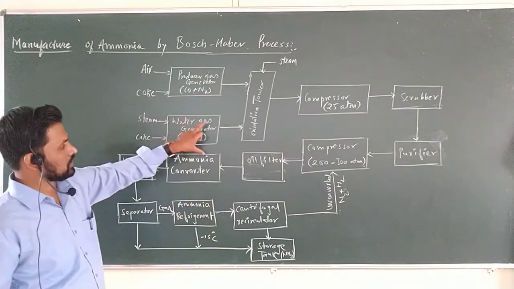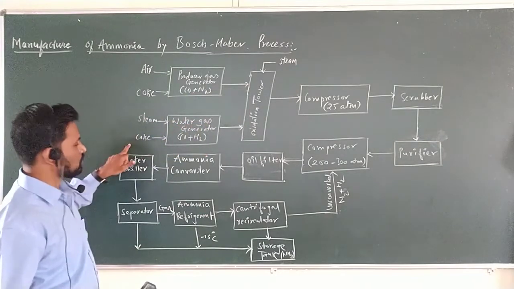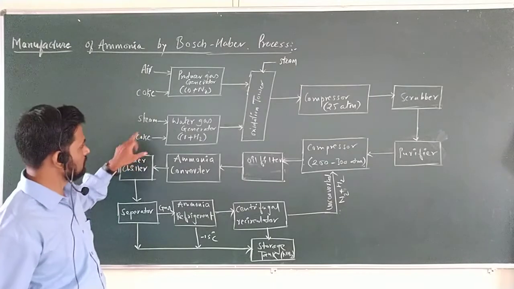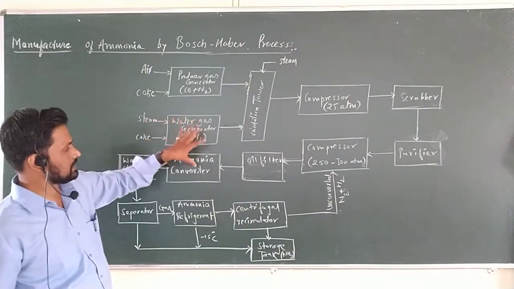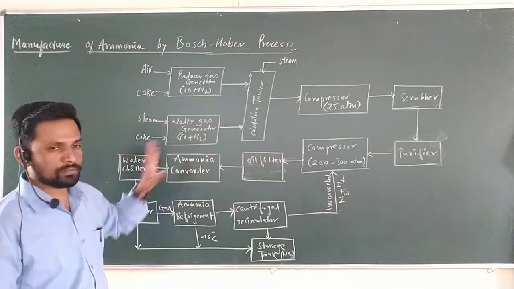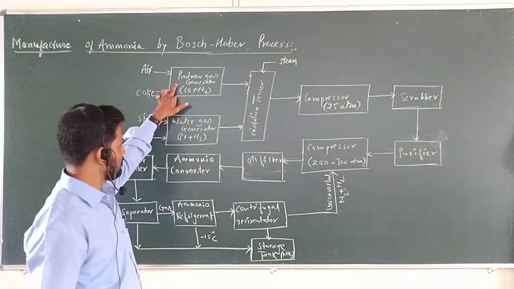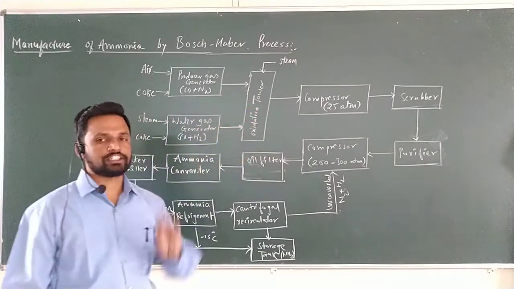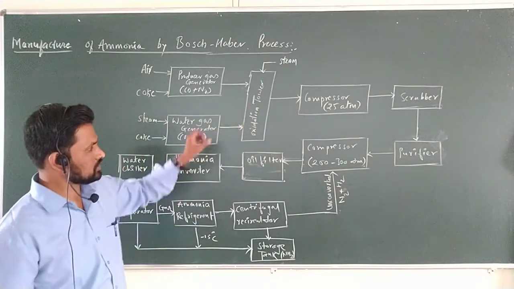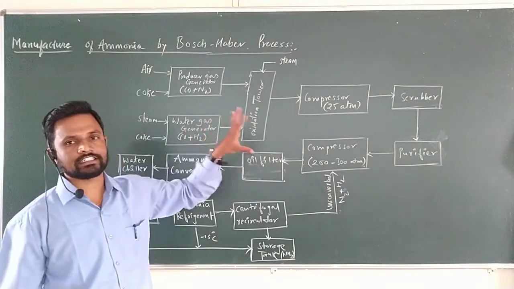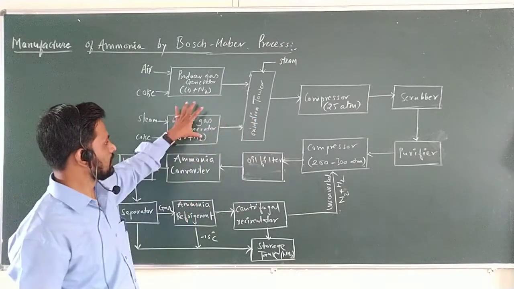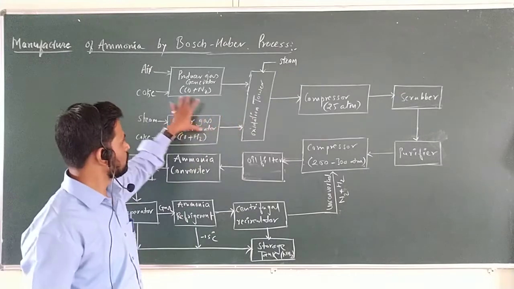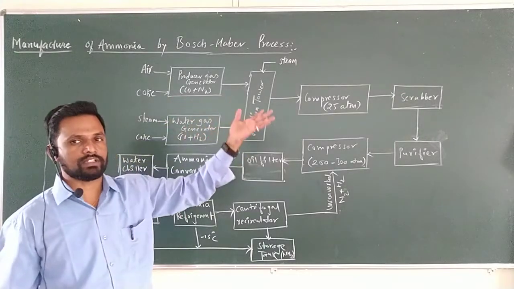Simultaneously, for the water gas generator, steam, which is H2O, and coke, which is pure carbon, are passed through the water gas generator, forming CO plus H2. Here the producer gas and the water gas are both formed and passed towards the oxidation tower. What is the oxidation tower? Here the oxidation reaction takes place, in which the carbon monoxide in CO plus H2 and CO plus N2 is converted into carbon dioxide.